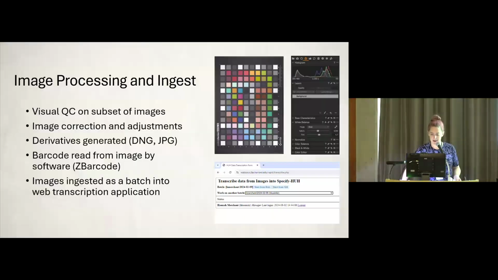Okay, so bioinformatics staff complete the post-processing steps to create batches of images for transcription. Several images from each session will be visually checked for focus and alignment. Image corrections are applied to the batch, like setting curves, white balance, and adjusting light fall-off. Then derivative files are generated, so that's archival DNGs, web-friendly and full-quality JPEGs, and thumbnails. The images are then ingested into our database. We use a software called Z-barcode to read the barcode number, linking it to the records, and then creating a batch for transcription.